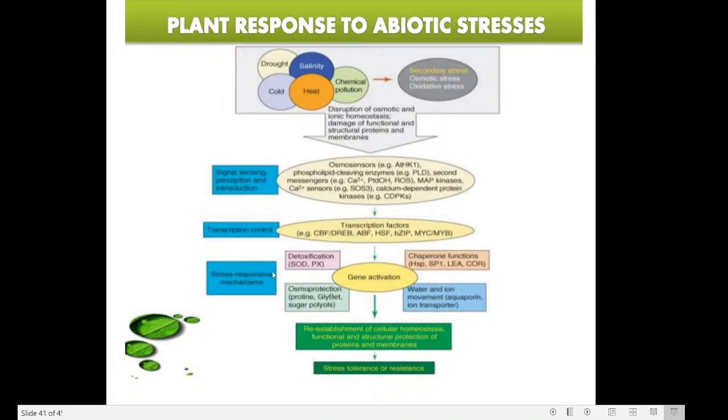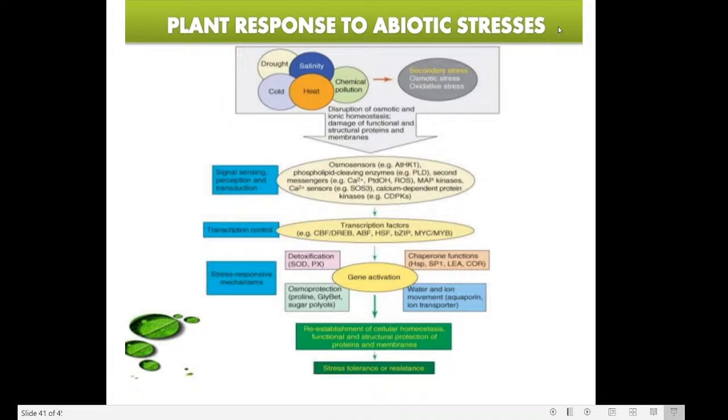Then stress responsive mechanisms are involved with detoxification and osmoprotection. This osmoprotection is affected. Then chaperone function will get affected, and water and ion movement may also be affected. These are all the possible ways of abiotic stress.